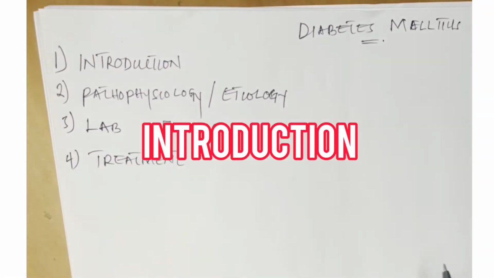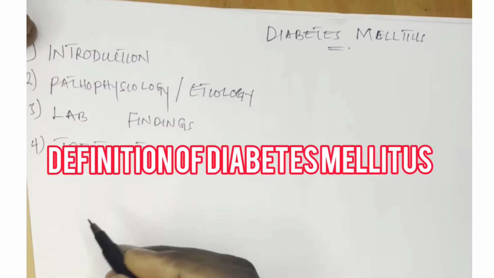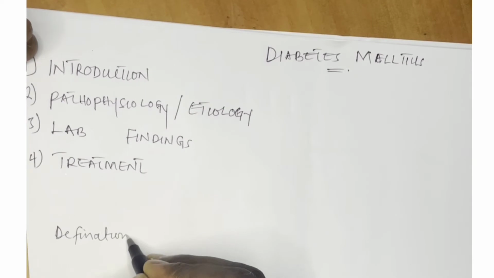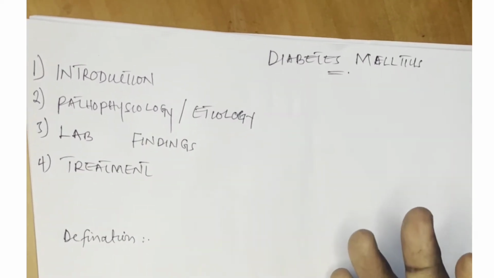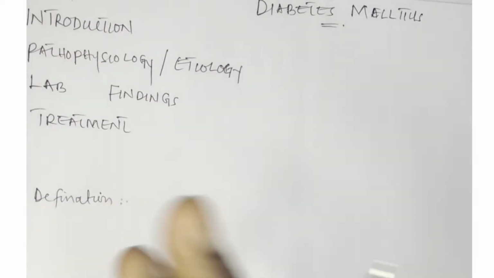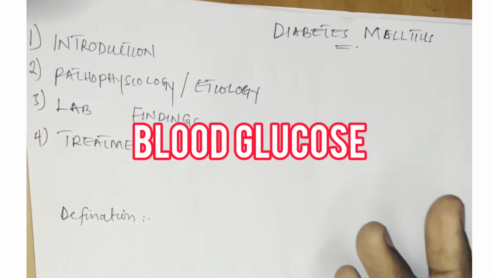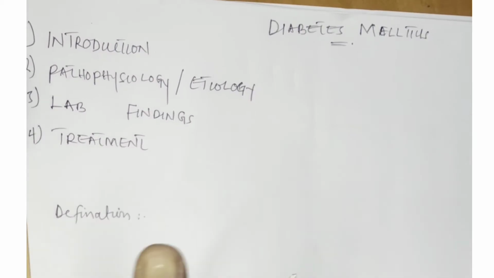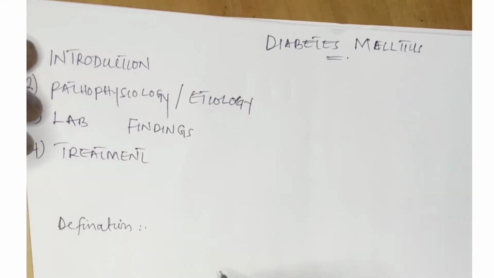First of all, the introduction. In the introduction, first of all, we have the definition of diabetes. When we say diabetes mellitus, what comes into your mind? Diabetes mellitus is a condition in which the blood glucose goes high and the cells cannot take advantage of it. But before we go to the definition, there are some keywords that we need to know.